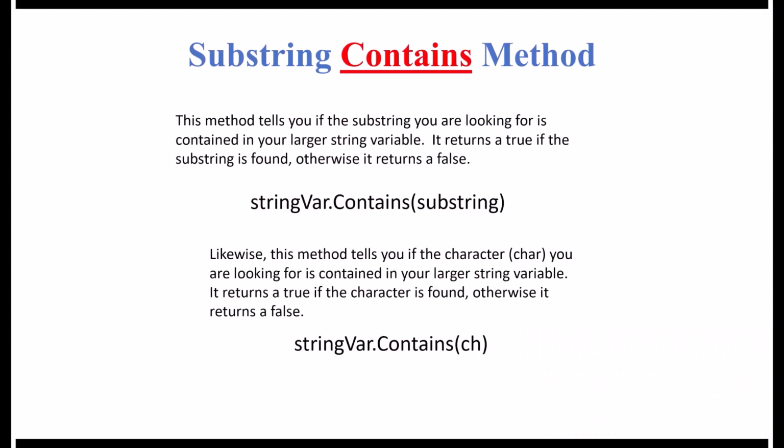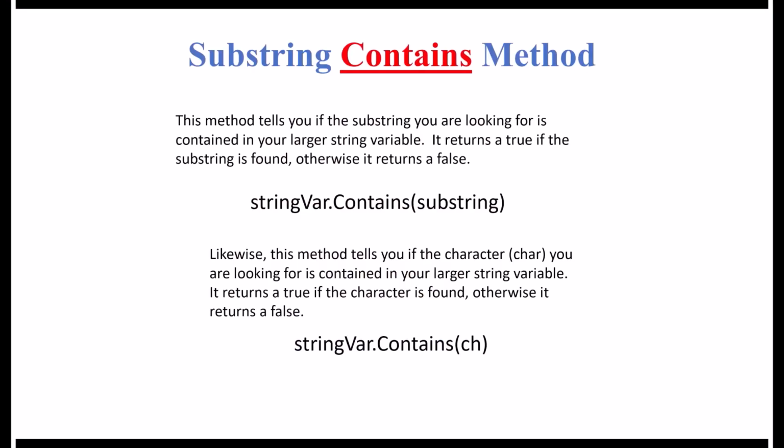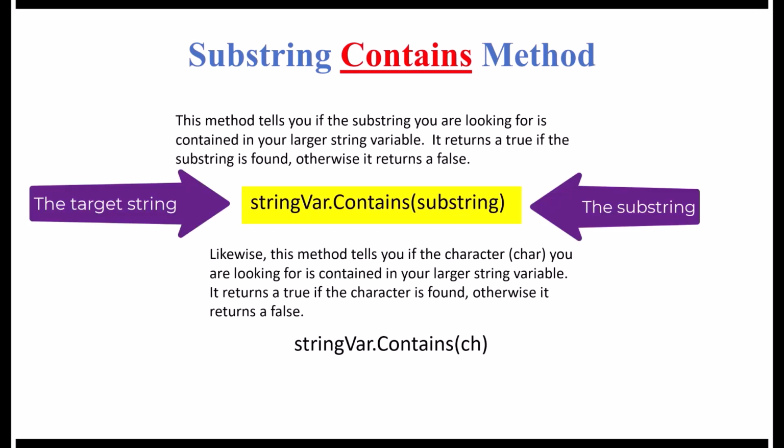We'll start with the string contains method. These first methods are going to simply find out if a string exists within a string. The contains method tells you if the substring you're looking for is contained in a larger string variable. It returns true if the substring is found, otherwise it returns false. The way you actually do it is stringVar.contains, and then the substring is placed in there.